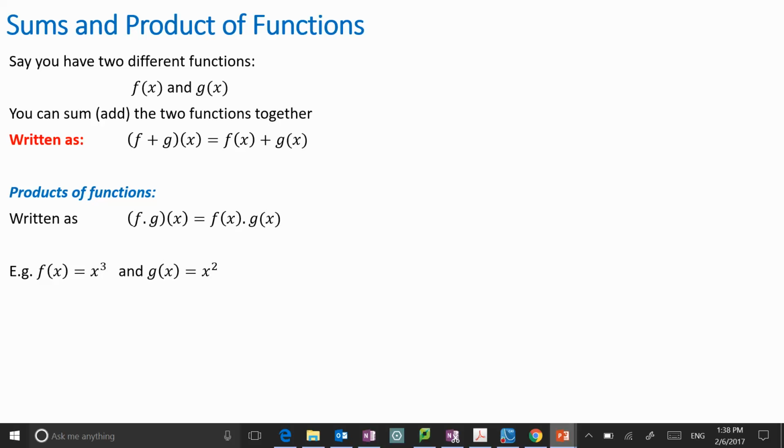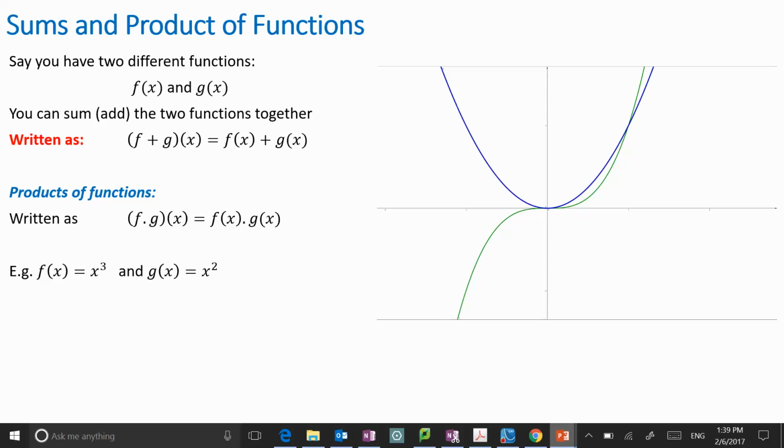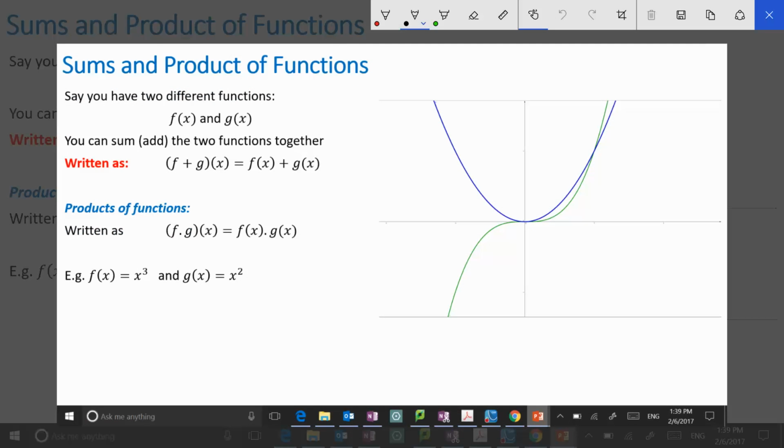Now, the example I gave here is x cubed and x squared. You can find out the two here. This is your x squared graph in blue, and your green is x cubed. When you find the addition or subtraction or multiplication, all of it is the same. The concept I want you to take out of 1D is to understand what you are multiplying, what you are adding, what you are subtracting.